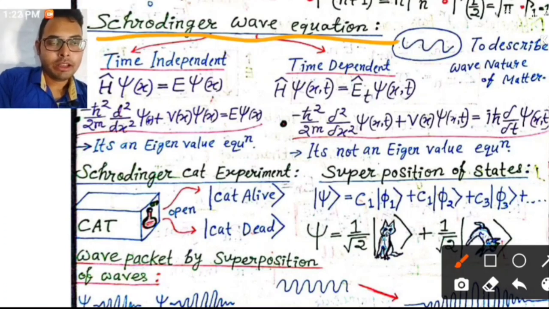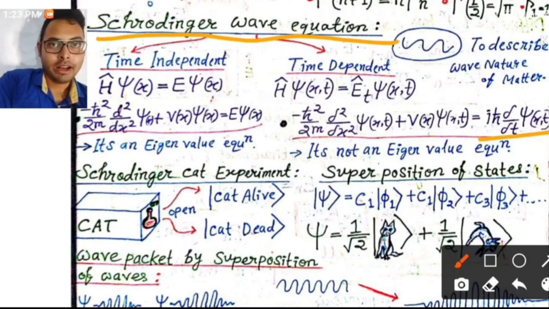Okay, time dependent is minus ħ square by twice m. This is the Hamiltonian of that. Okay, this is the Hamiltonian, kinetic energy plus potential energy, right? D square by dx square psi(x,t), here it depends on x, so time is coming here, plus V(x) psi(x,t) equal to iħ d by dt of psi(x,t).